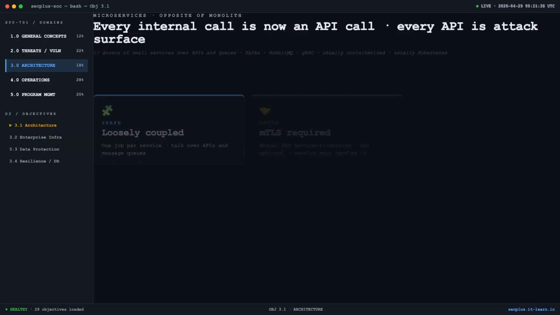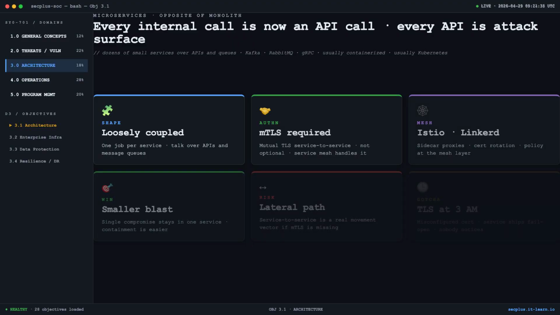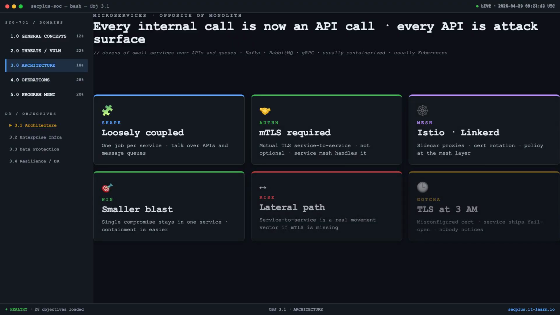Every internal call is now an API call. Every API call is a new attack surface. Service-to-service authentication is required, not optional required. And the textbook answer is mutual TLS, mTLS, usually managed by a service mesh like Istio. The blast radius of any single compromise is smaller. That is the win, but lateral movement between services is a real path.